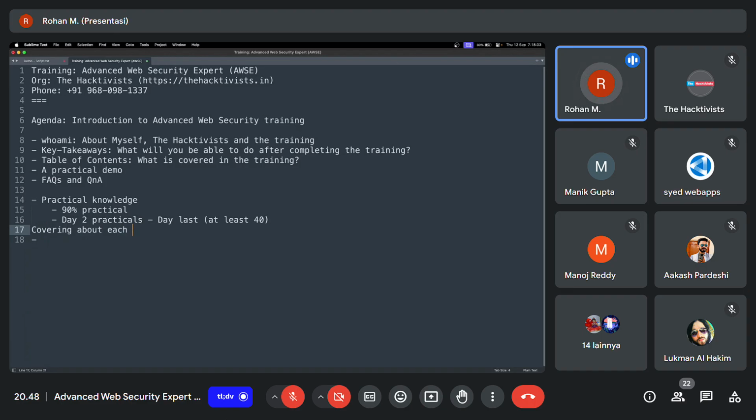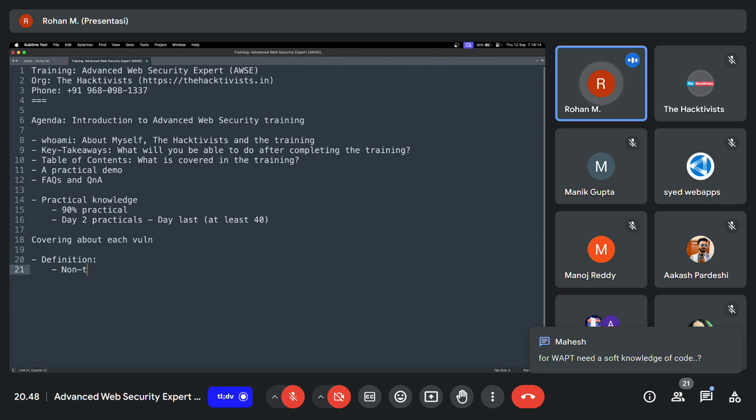about each vulnerability or each security issue is, first of all, the definition. I will be covering two definitions. The first one would be the non-technical definition, and another one would be the technical definition. The non-technical definition will include a real life example.